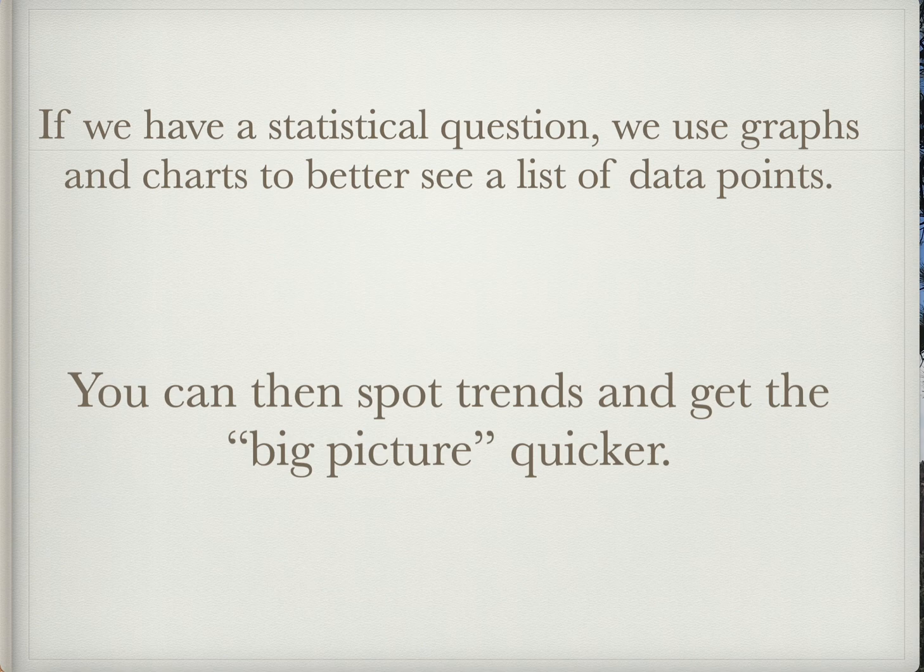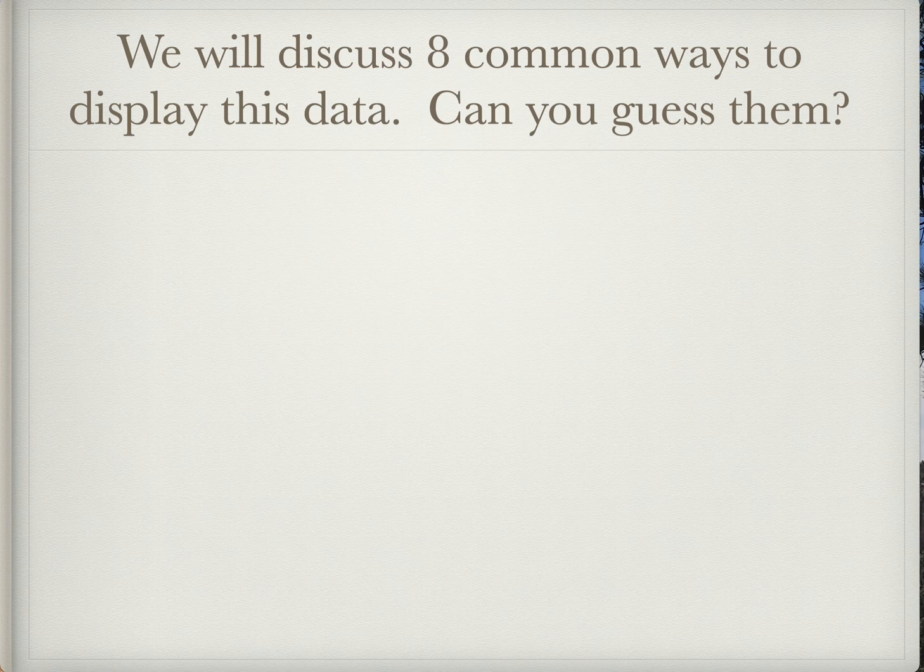So let's say we've got a lot of data, a lot of numbers, or a lot of data points. It doesn't have to be numbers that we want to put in categories. So instead of just having a big long list, we can spot trends and get a bigger picture quicker if we display it. There are 8 common ways to display this data. There are more than that, but there's 8 that we're going to discuss today.